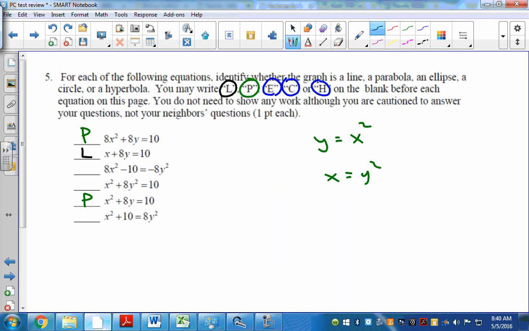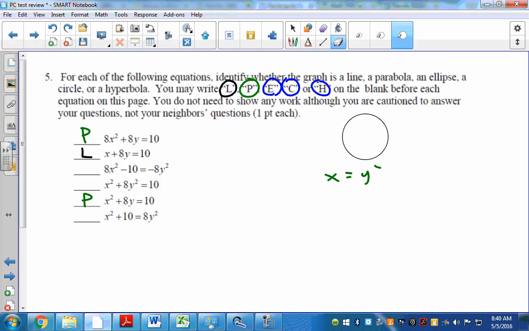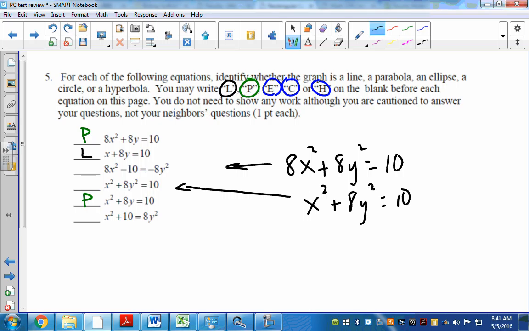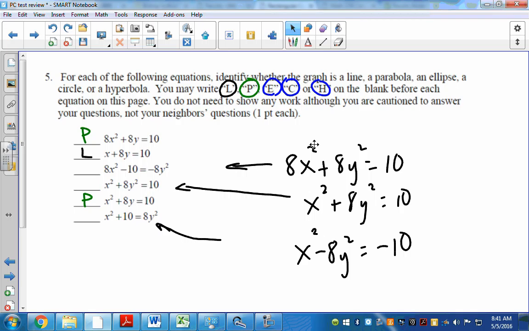So going back to this, probably the first thing we should do is move everything to the left so we have equals 0. So let's see, for this third one right here, I have 8x squared plus 8y squared is equal to 10. For this one here, I already have everything on one side. X squared plus 8y squared is equal to 10. And for this one, if we move everything to one side, we have x squared minus 8y squared is equal to minus 10.